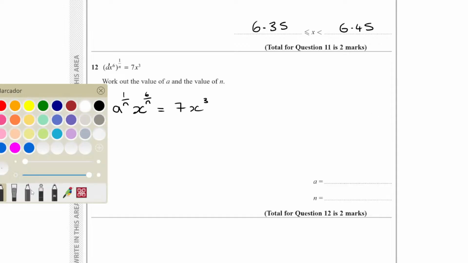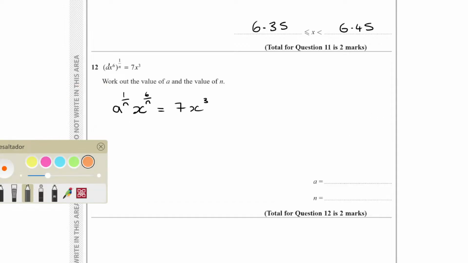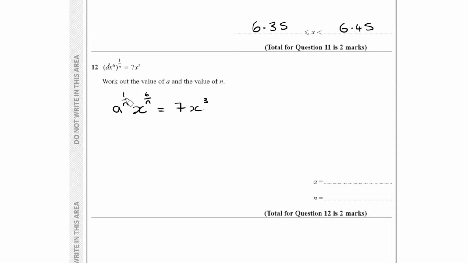And then when I was saying about having two different equations, I would separate them. So do you see how the a is the coefficient, and this is also the coefficient? And then the x term is the same as the other x term, isn't it? So I just split it like that. So I said, right, a to the power of 1 over n is equal to 7. Now that one does still have both letters, so I can't really do anything with that right now.